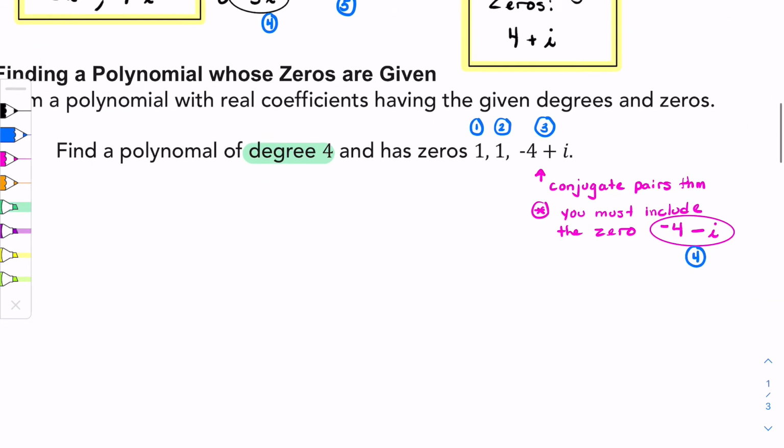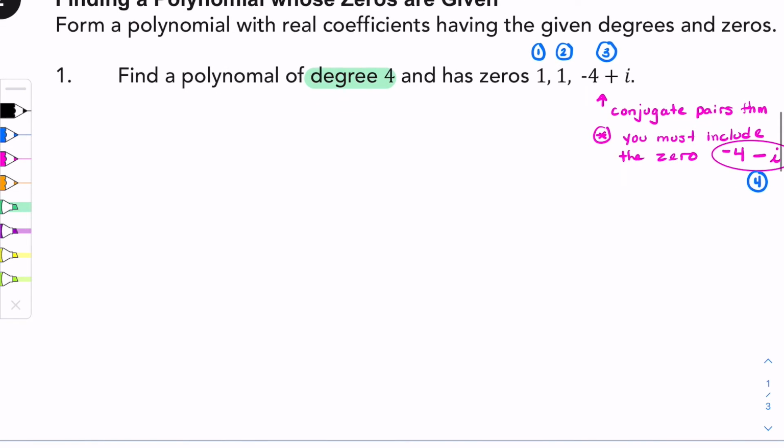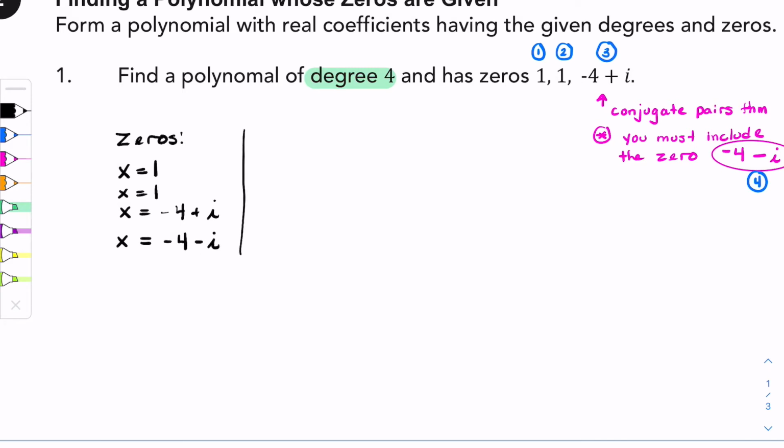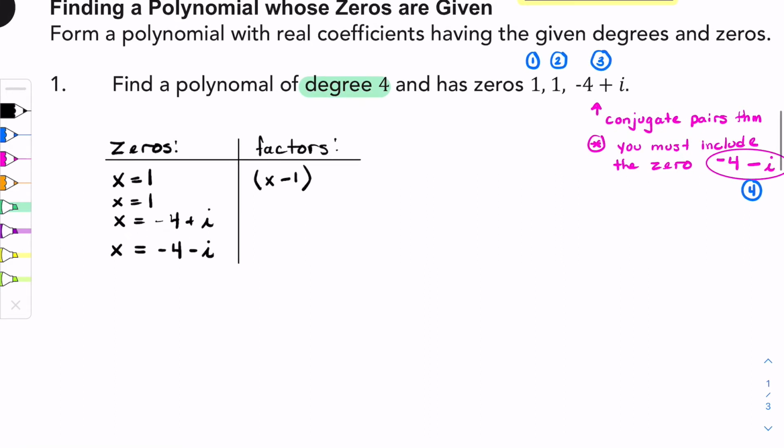All right, when we list these zeros, I'm just going to start over here and make a list. So the zeros are x equals 1, x equals 1 again, x equals -4 plus i, and x equals -4 minus i. If these are the zeros and we had to write these as factors, I would write x equals 1 as x minus 1. That way when I solve for x, I would get x equals 1. So think backwards when you're writing these factors.